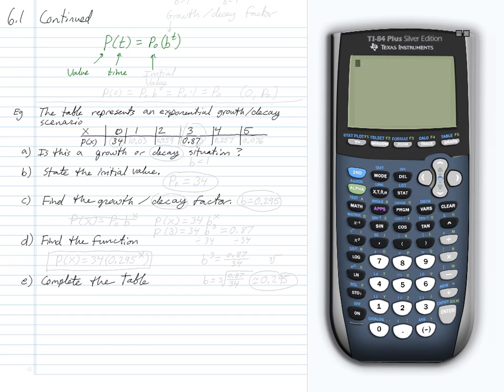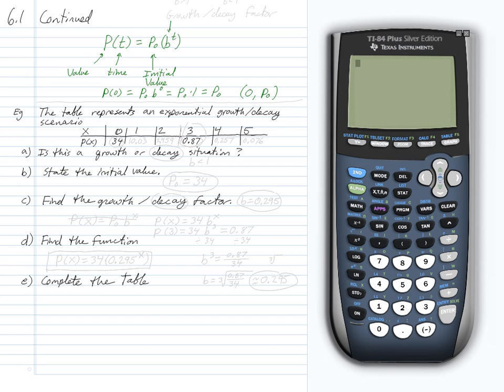So that P sub 0 represents our initial amount, our initial value. And the reason for that is if we plug in 0, in other words, if time is 0, if we're just starting out, then we get P sub 0 times b to the 0, and that gives us P sub 0 times 1, which is itself P sub 0. In other words, the y-intercept, or the vertical intercept, of this sort of general model is (0, P sub 0).